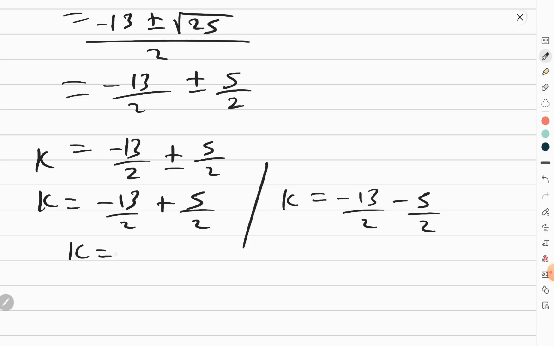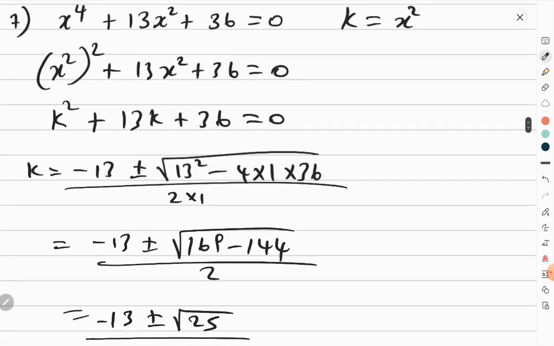Otherwise, in short, we can just say 5 minus 13. We know that this is just negative 8, so negative 8 over 2. Basically k is equal to negative 4. Then on this side, negative 13 minus 5 is negative 18. Negative 18 divided by 2 is going to be negative 9. So the values of k are negative 4 and negative 9.